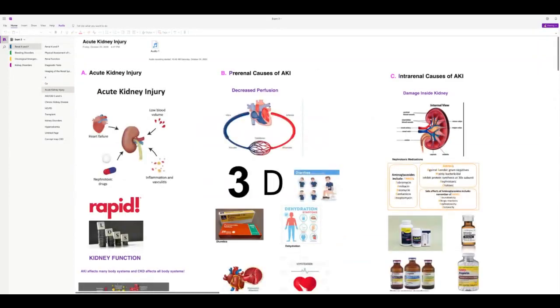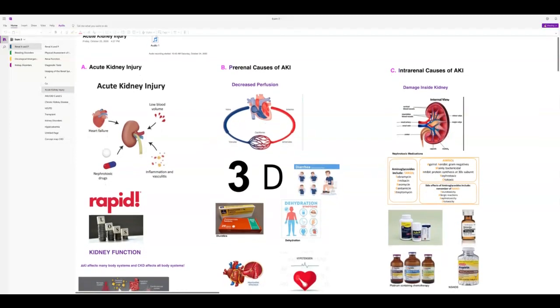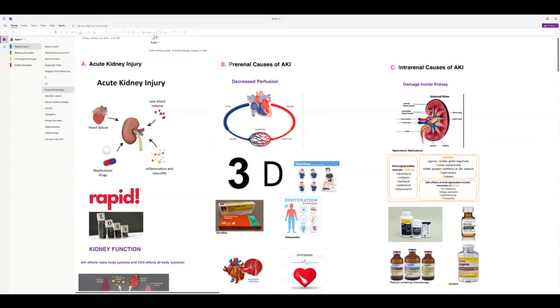Okay, an acute kidney injury. This is a rapid loss of kidney function. So they're going to have some incident, some onset, and then 48 hours later, they could have an acute kidney injury. Like they could have hypotension, and 2 days later, their creatinine can bump up.